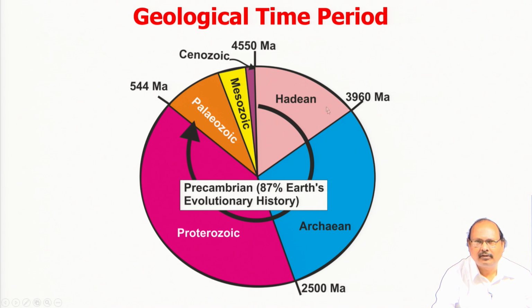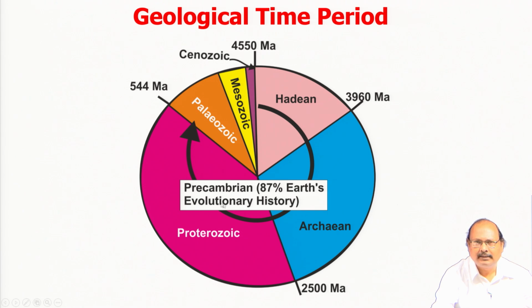The Hadean part is the first around 500 to 600 million years of the Earth's early history, called Hadean time. Then from around 4,000 million years before present to 2,500 million years before present we call it the Archean period. From 2,500 to around 544 million years before present we call it Proterozoic, and from 544 million years before present to the present day we call it Phanerozoic, which has been subdivided into three parts: Paleozoic, Mesozoic and Cenozoic.